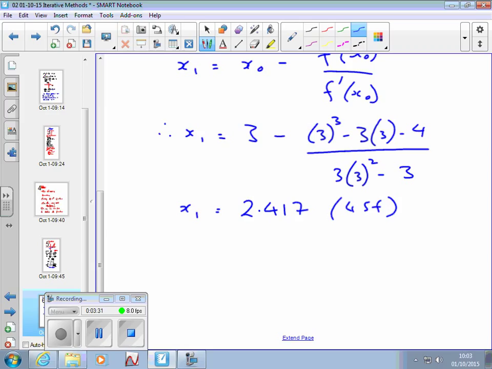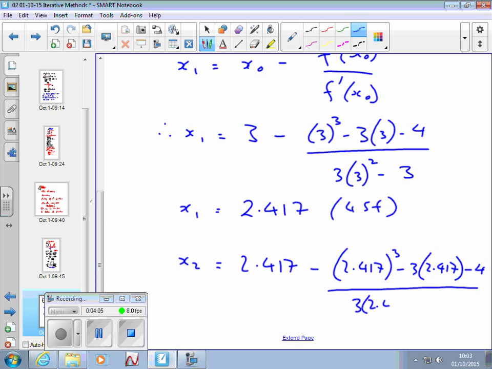What do we do now? Put that value in. x2, our next guess, equals 2.417 minus 2.417 cubed minus 3 times 2.417, I'm going to run out of room, minus 4 over 3 times 2.417 squared minus 3. Now, then you get x3.